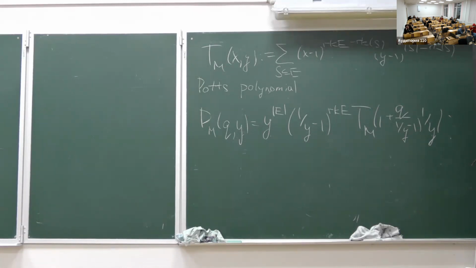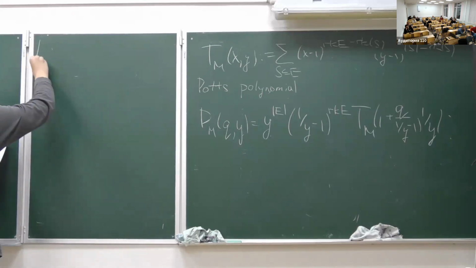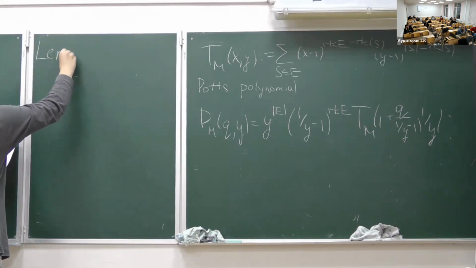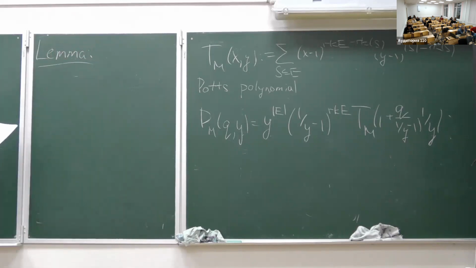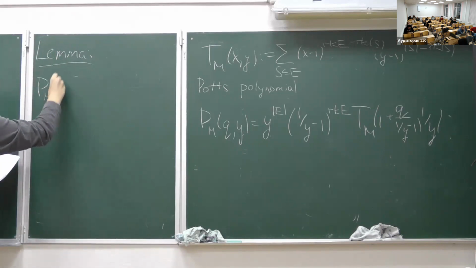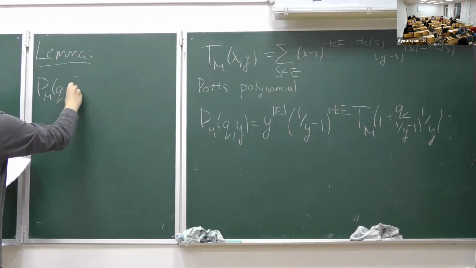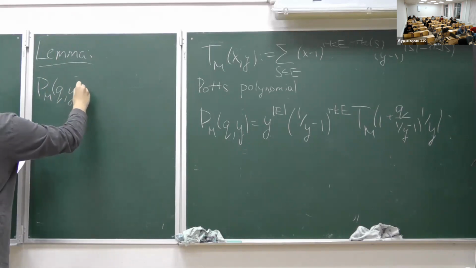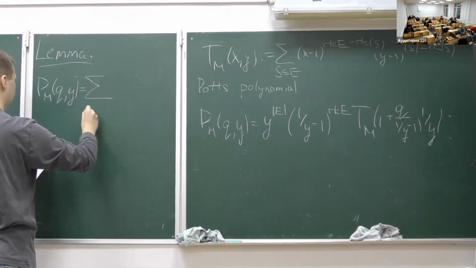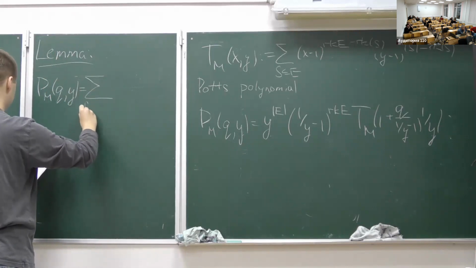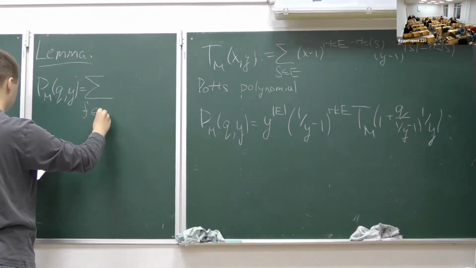Sorry. So now I'm going to write the statement of the lemma. The polynomial is also equal to such a sum over the set of all Tutte flows.